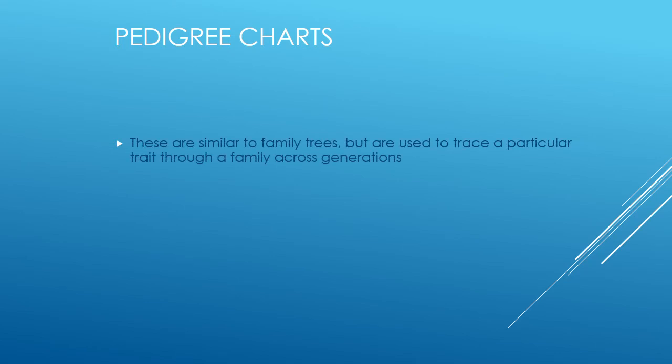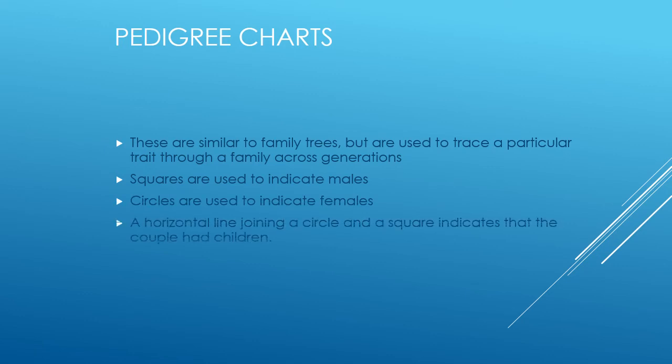All right, I just wanted to mention what a pedigree chart was. I think we brought these up briefly before. They're similar to family trees, but they're used to trace a particular trait across generations of a family. We use squares to indicate males. We use circles to indicate females. And there's a horizontal line that will join a circle and a square to indicate that a couple had children. And then there'll be a branch that goes below that to show what children they had. In general, a fully shaded in shape will indicate that they have the trait that we're looking at. And a half shaded in shape will indicate that they are a carrier for that trait.